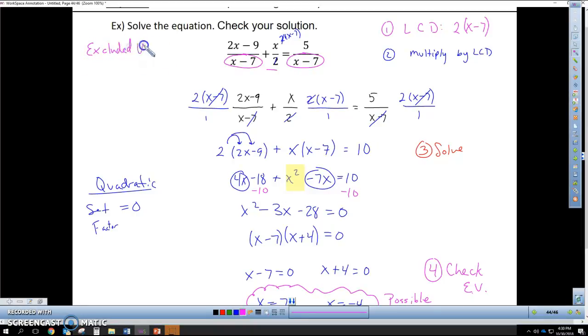Excluded values. I'm just going to take my LCD, each piece, and set it equal to 0. 2 equals 0. x minus 7 equals 0. Of course, 2 is not 0, so we throw that away. And then I have x minus 7. This means that x is 7. We cannot have 7 in our domain. That's why I say x is not equal to 7. I can't have 7.